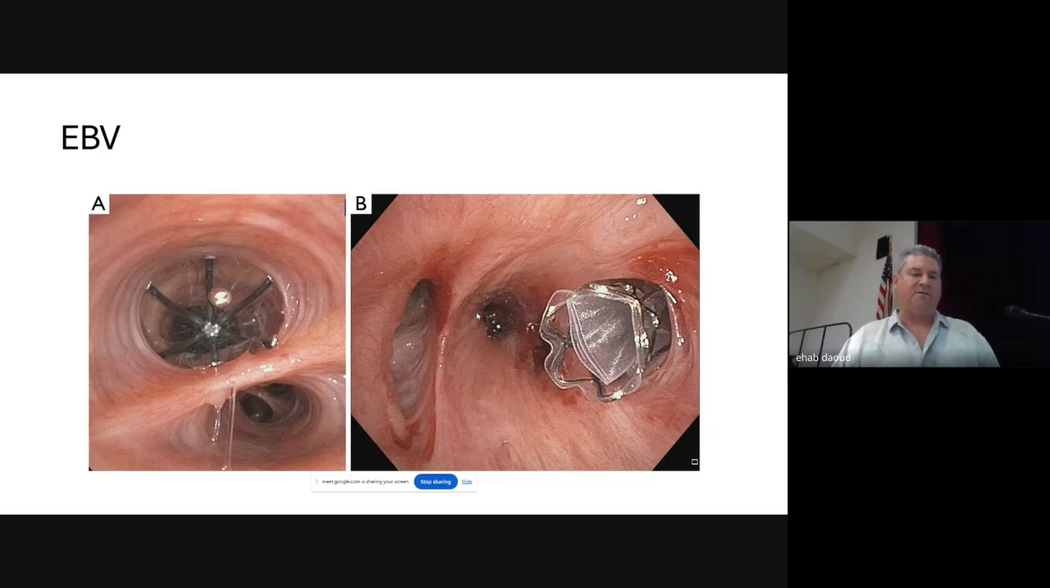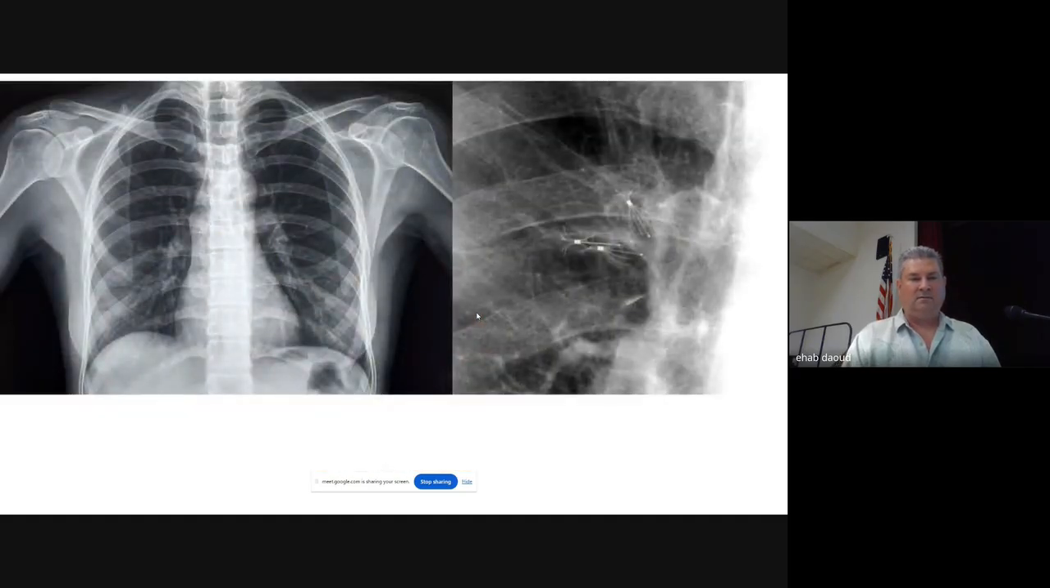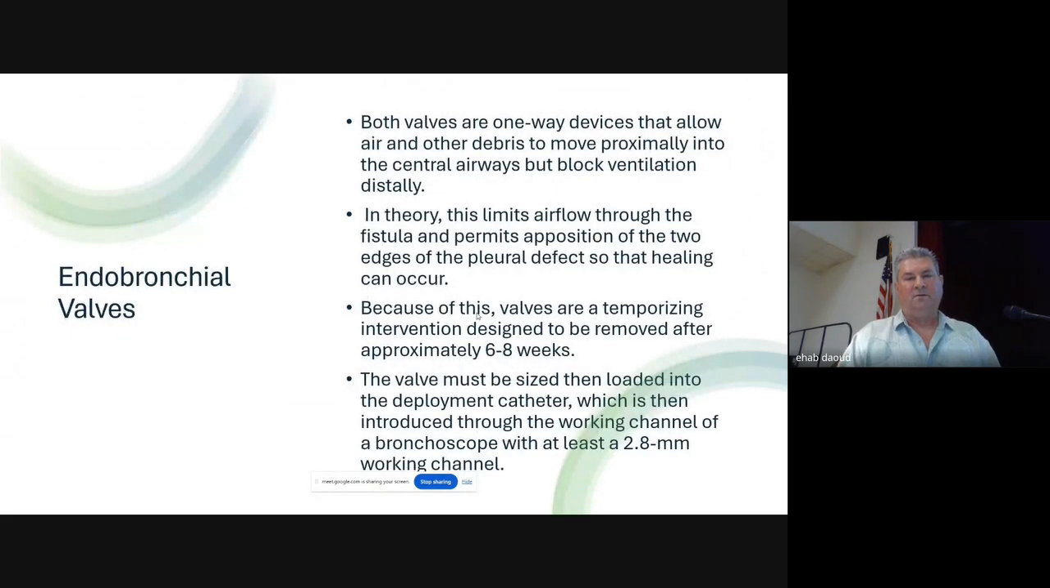So here's a picture of the 2 valves, different valves being deployed. And I think on the right side, you can see a nice picture of what the valves look like on an x-ray. So they block ventilation distally, or at least slow it down, but they allow secretions to come forward and get cleared. So the idea is you're having less air, keeping that hole in the lung open, giving it a chance for the sides of the holes to oppose each other and heal.